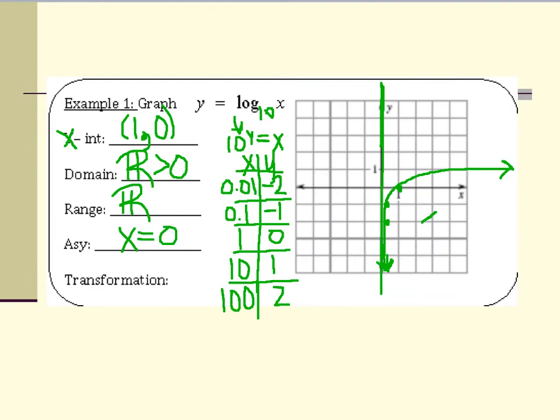And previously for our transformation, we would look at our parent function going right here through the point 0, 1. Well, if you look at this, this goes through the point 1, 0. So that tells us there is no transformation for this one. So there is none. So we've got a little bit different graph. Let's look at the next one.